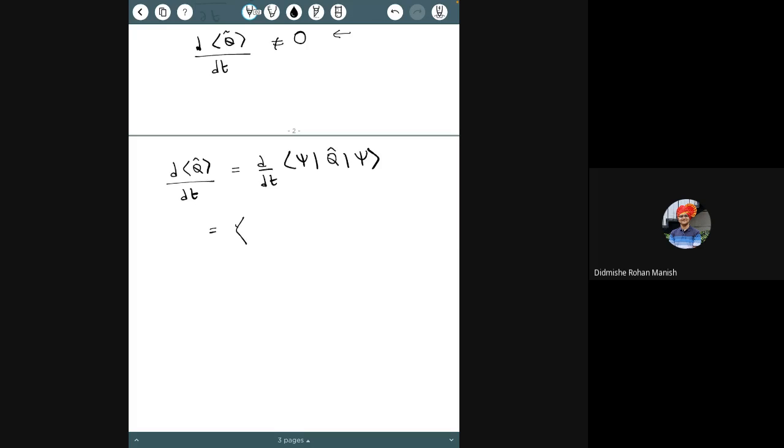And so this is like a scalar product. So this is an integral, so the derivative will operate on every term in the integral. So I can have ∂ψ/∂t, Q, ψ. This is one term. Then I can have ψ, ∂Q/∂t, ψ. And you can have ψ, Q, ∂ψ/∂t.